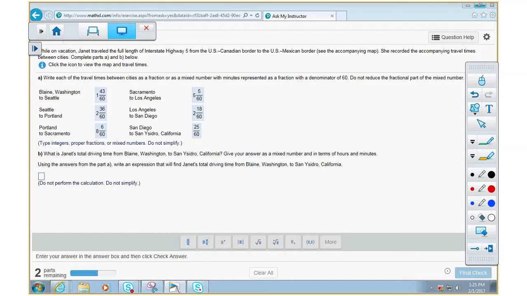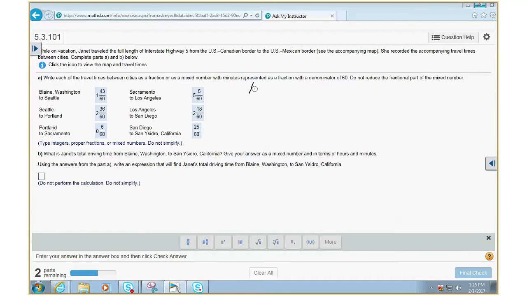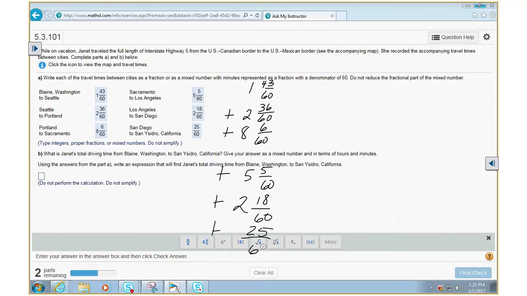That's 20. So that's 1 and 43/60 plus 2 and 36/60 plus 8 and 6/60 plus 5 and 5/60. This is so stupid. Plus 2 and 18/60 plus 25/60.